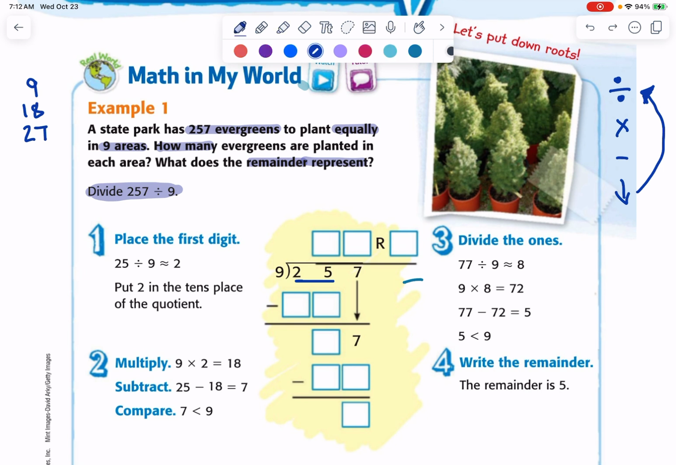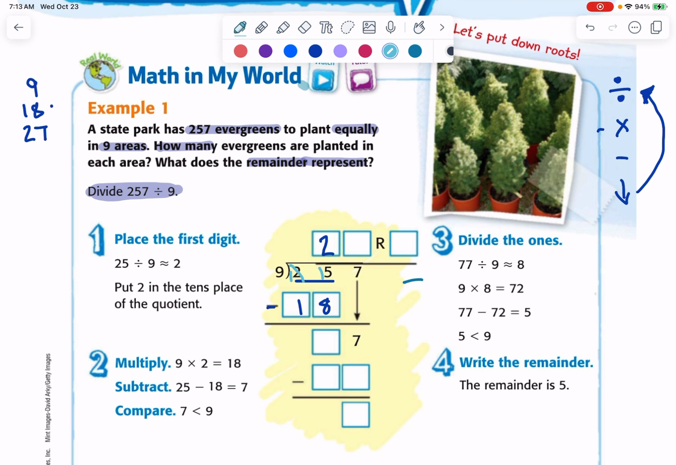So I put the 2 here. Then we multiply. 2 times 9 is 18. Then we subtract. All right, so I'm going to need to regroup. Borrow from the 2, leave 1 there. Give it to the 5, makes 15. Okay? 15 take away 8.